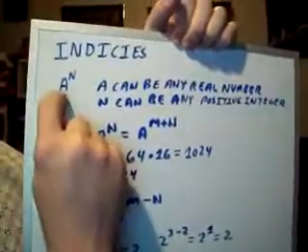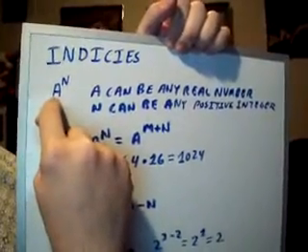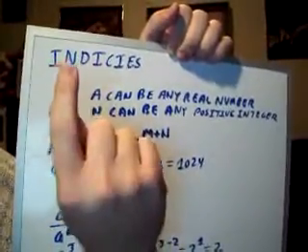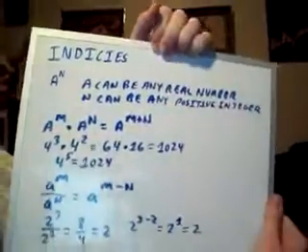Alright, indices. Now this is not your indice here. The letter A is not your indice. Your N is your indice. It's also your exponent.